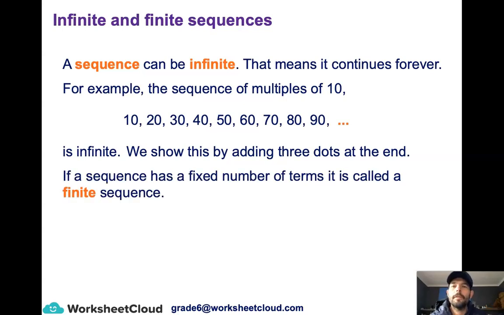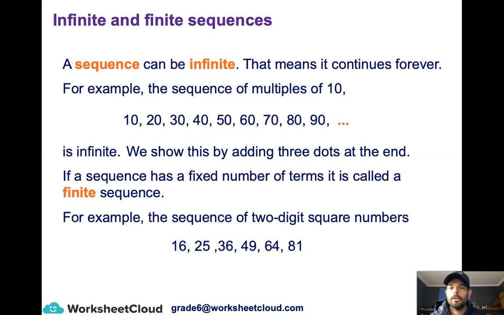If a sequence has a fixed number of terms, it's called a finite sequence. For example, the sequence of 2-digit square numbers, there's only 6 of them. So that's a finite sequence because it has a definite end. All right, so there's the difference between finite and infinite sequences. Finite, they end. Infinite, they don't end, and that's indicated by 3 dots at the end of the sequence.